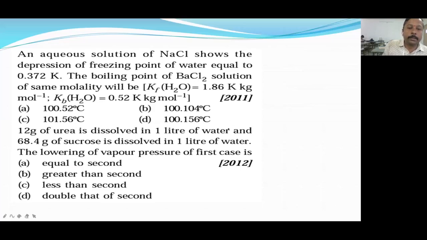Okay, next questions. These are all AIIMS questions. You can understand that in 2009, we got an AIIMS question, the first question, that much difficult. So an aqueous solution of NaCl, NaCl means you have to consider it as non-ideal. It is dissociating. So students ask, sir, when will we take I and when will we not take I? That depends upon the solute.